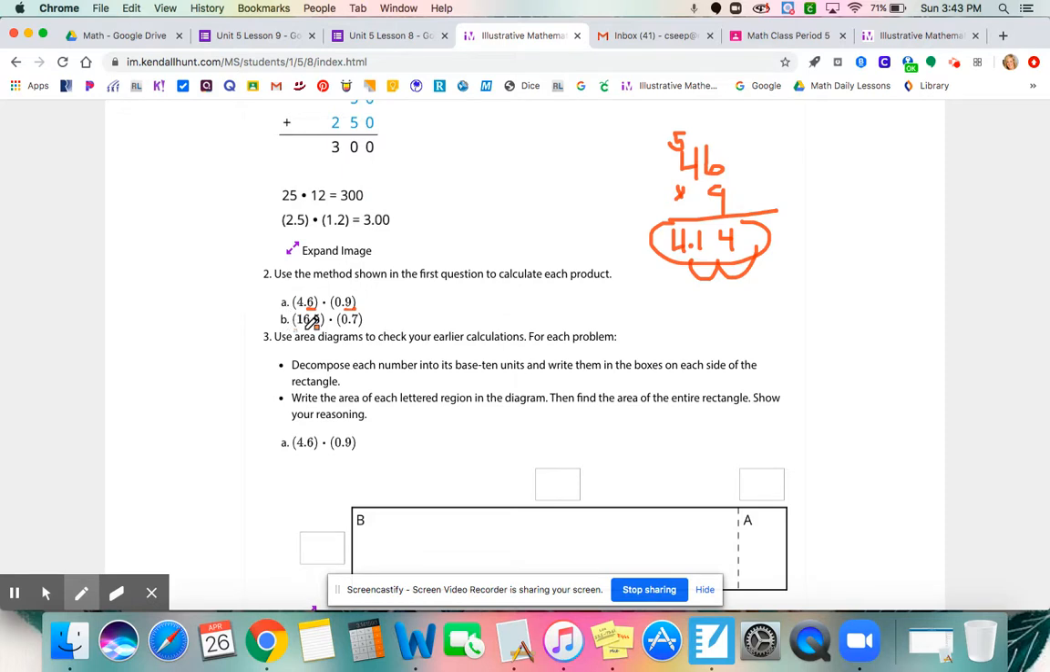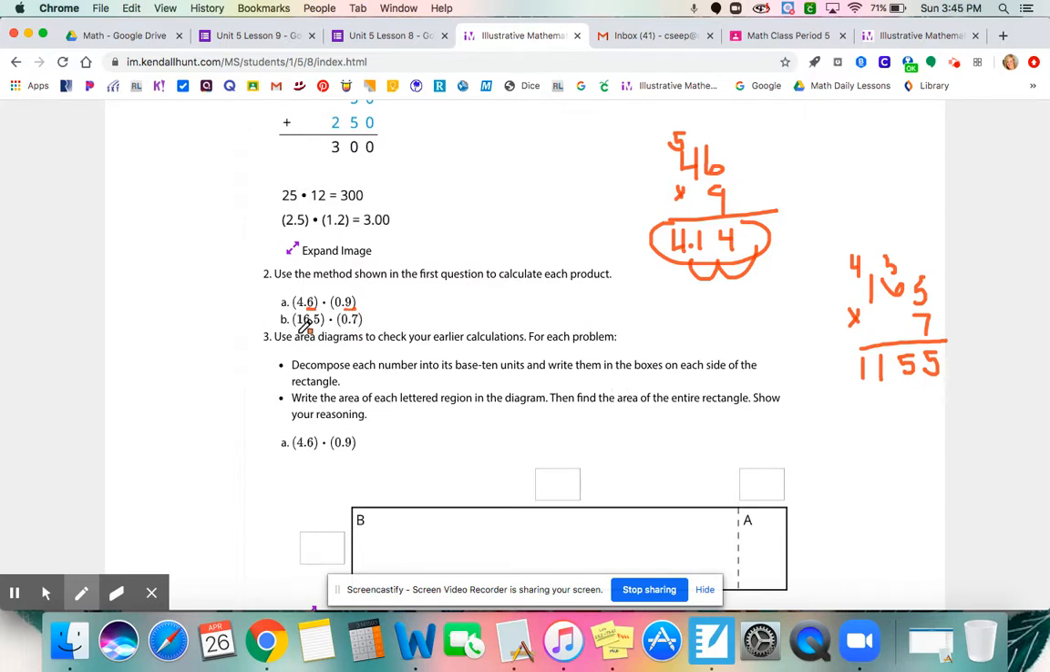I'm going to get my work up for this next one. Again, ignoring decimals, I'm going to do 165 times 7, and then I'll determine where my decimal needs to go. Okay, so I have 165 times 7. 7 times 5, I have 35, carry my 3. 7 times 6 is 42, plus 3 more is 45, so I put my 5 and carry the 4. 7 times 1 is 7, plus 4 more would be 11. 1,155 does not make sense for 16.5 times 0.7.